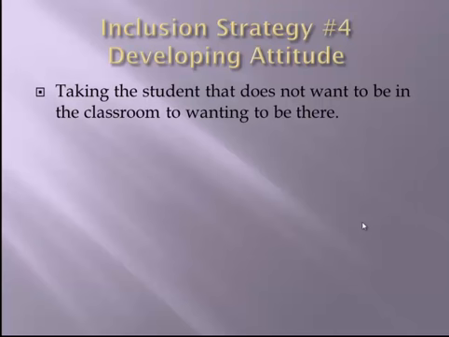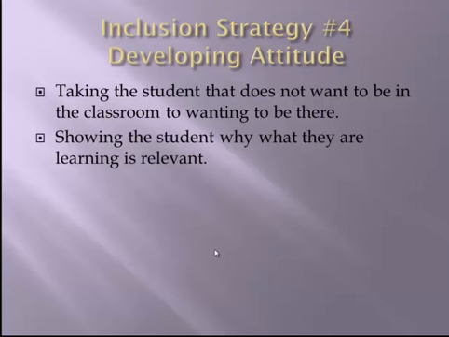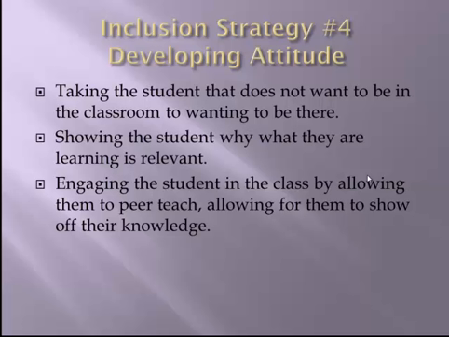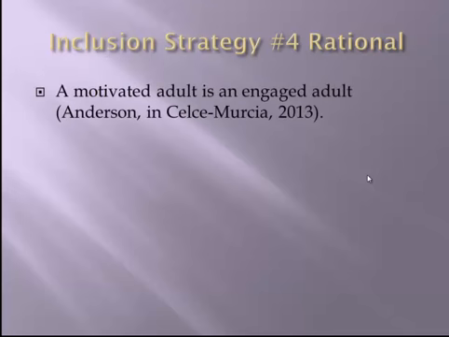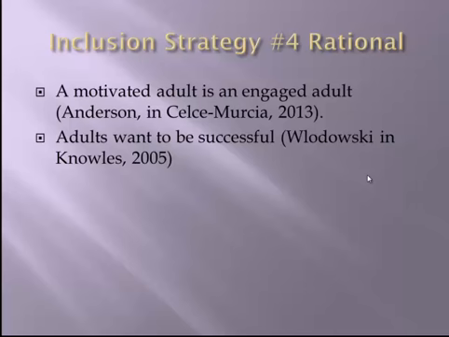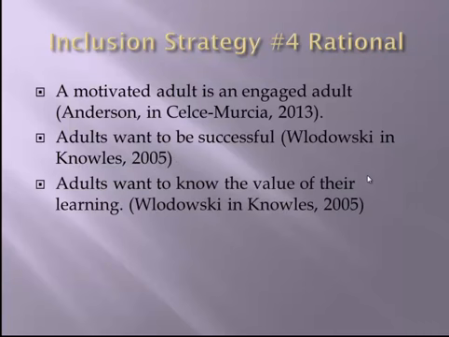Speaking of developing attitude, that's my inclusion strategy number 4. Taking the student that doesn't want to be in the classroom to wanting to be there. Showing the student what they are learning is relevant, and engaging the student in the class by allowing them to peer teach, allowing them to show off their knowledge. Maybe they have previous knowledge from work. Maybe they've already done some of the computer applications, so they can show off what they know. Again, my rationale for using this: a motivated adult is an engaged adult. Students want to be successful, and students want to know the value of their learning, so this way it actually solidifies that.